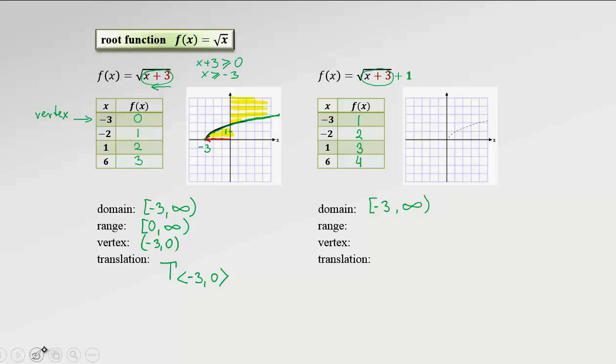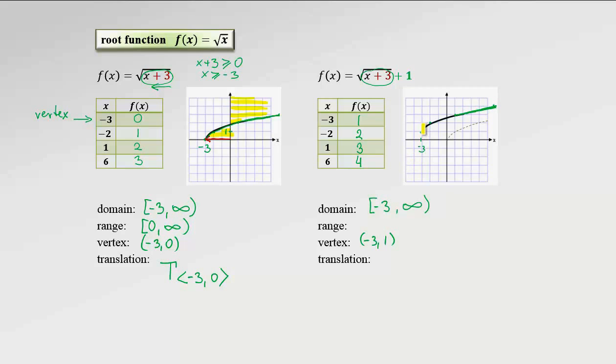Again, let's compare to the basic shape of square root of x, how this shape will be modified to graph the new function, root x plus 3 plus 1. So -3, 1, it's here, -2, 2, 1, 3, and 6, 4, somewhere here. And we can graph this shape starting from the vertex, which is -3, 1. So vertex -3, 1. Graph it. Maybe extend this line. It will go somehow like this.